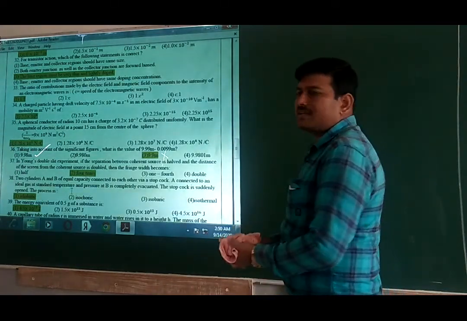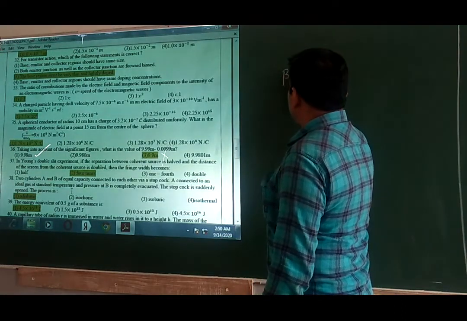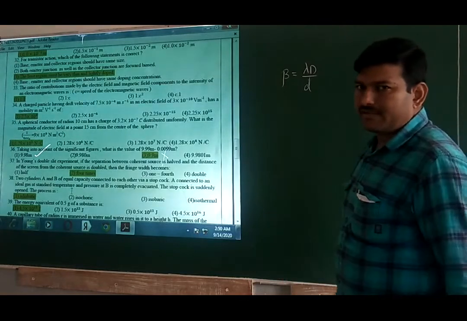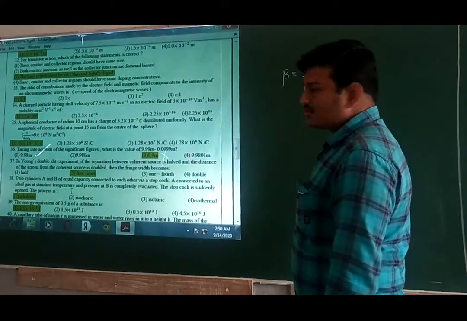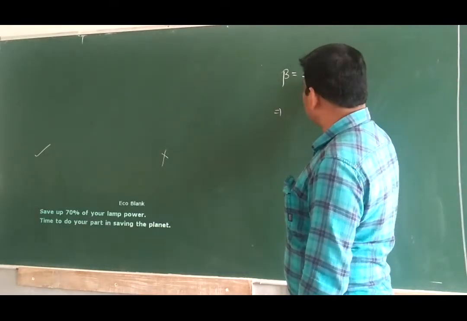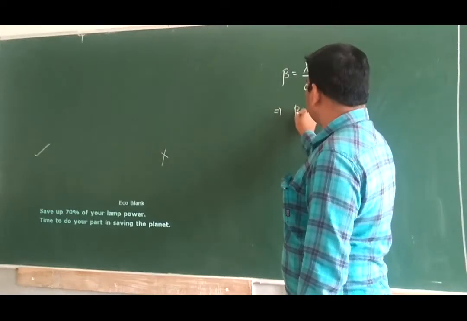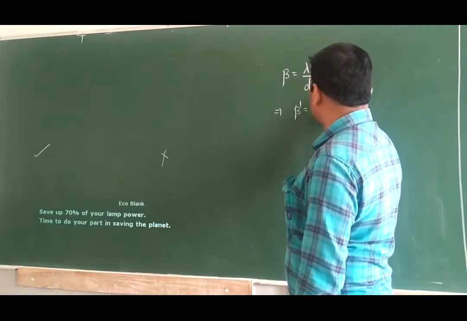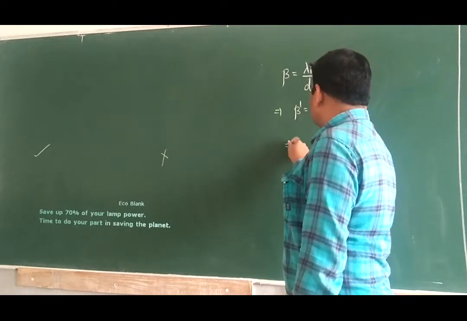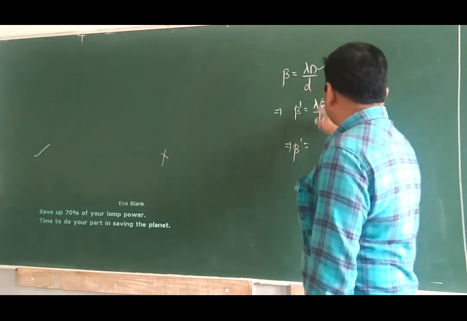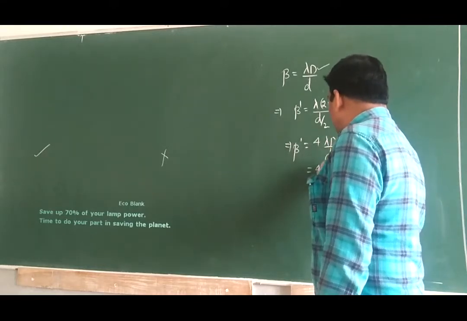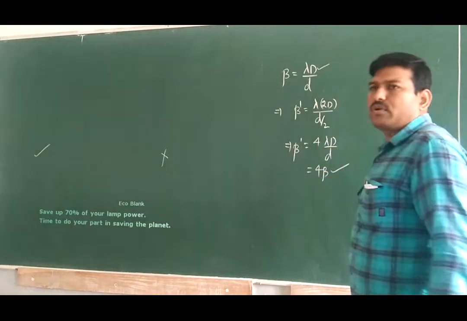So fringe width beta is equal to lambda D divided by d. They told that D is doubled and d is halved. So beta dash is equal to lambda into 2D divided by d by 2, that is, 2 into 2 is 4, into lambda D divided by d, that is 4 beta. So it is increased by 4 times.